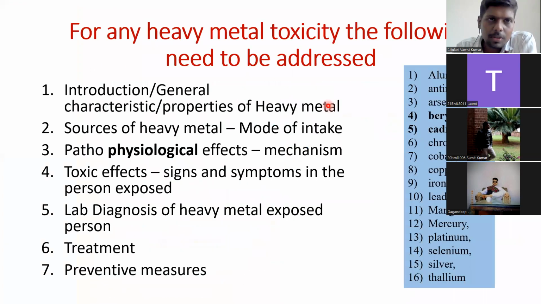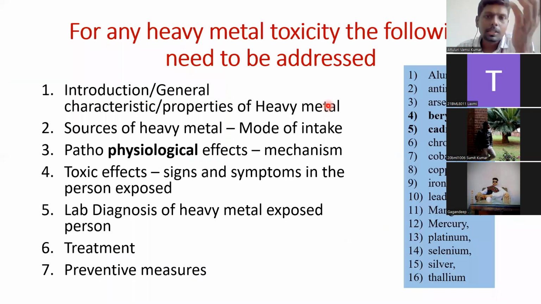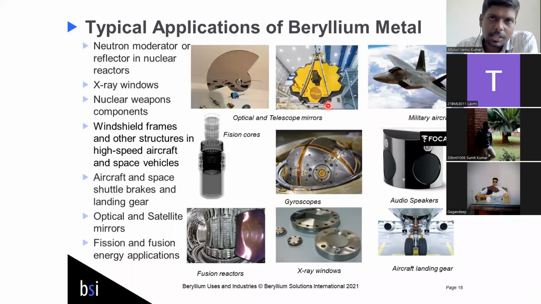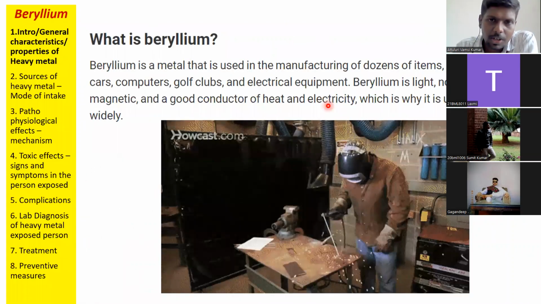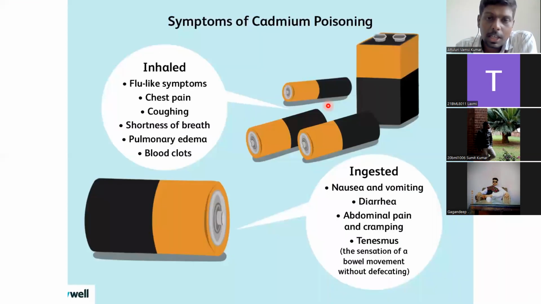Then we discussed beryllium. Beryllium is used in radar transmitters, so all radar transmitters have beryllium. Then we discussed cadmium. Cadmium is usually present in batteries.